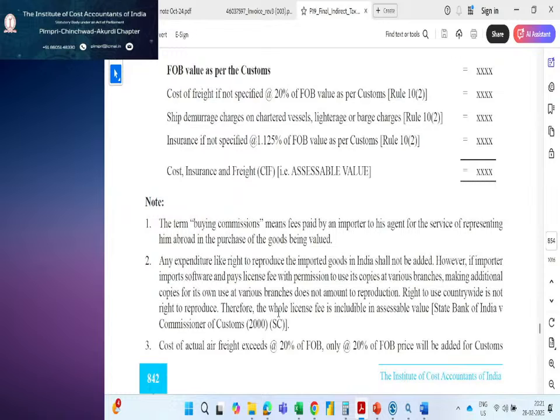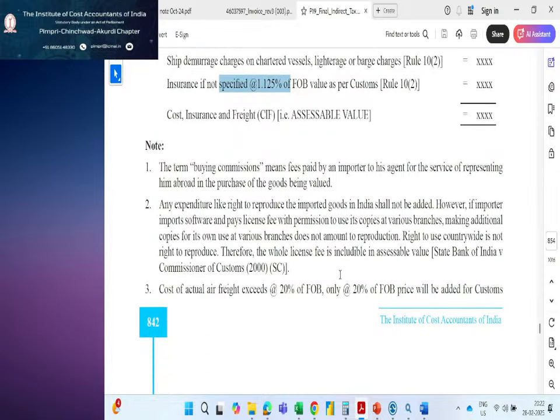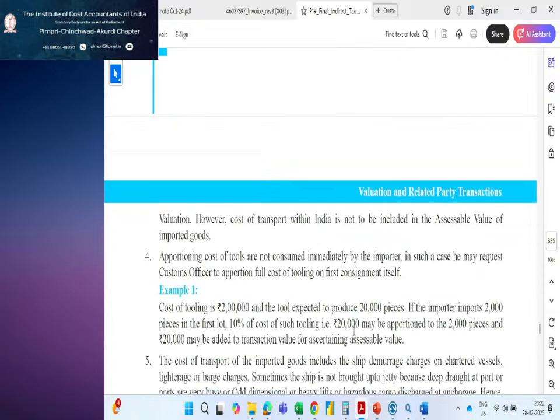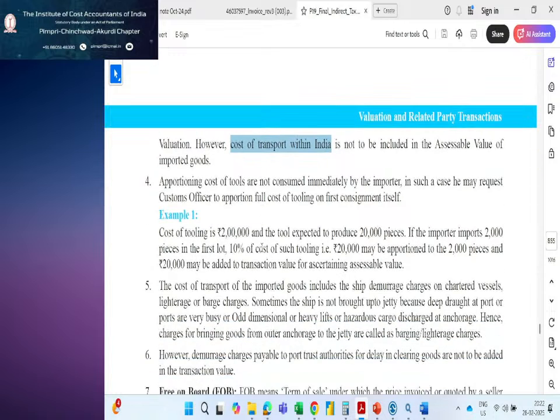Then here the important thing, as we have seen, is the cost of freight and insurance. So what is the cost of freight? If it exceeds 20% of FOB, only 20% of FOB will be added for customs valuation. The cost of transport within India is not to be included in the assessable value.